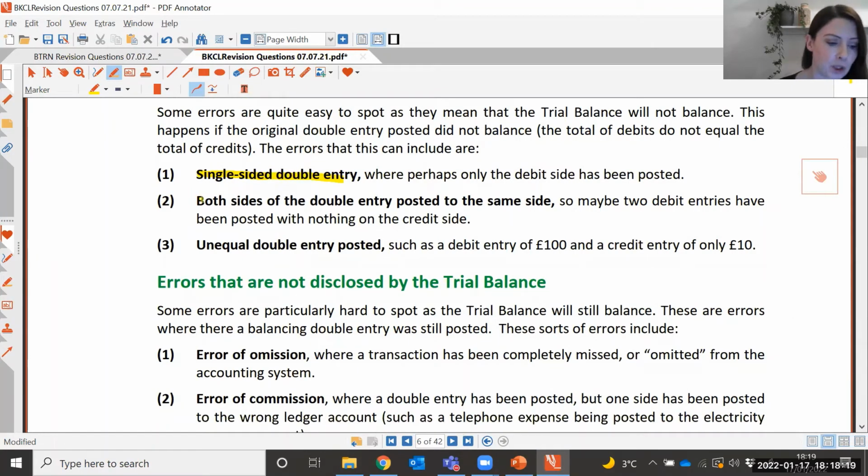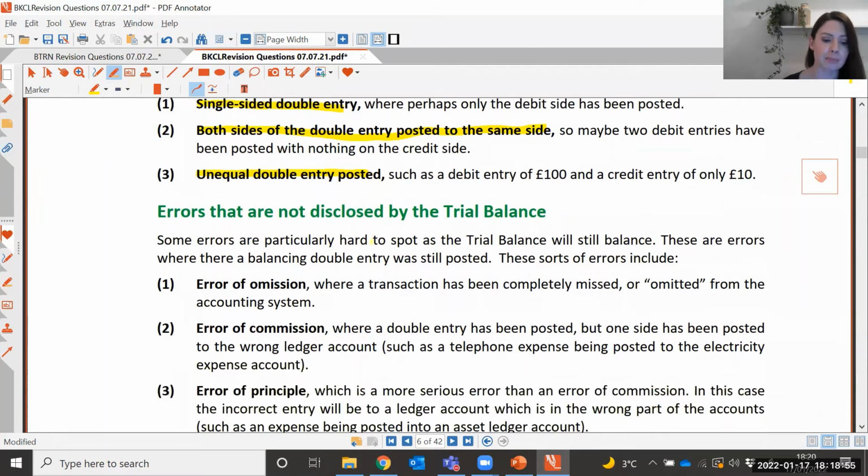The next error, both sides of the double entry is posted to the same side. So this is where two debits are posted or two credits. So again, this will cause an imbalance in the trial balance. And then the last one is an unequal double entry posted. So it could be that a debit of £100 is entered and a credit of only £10. So of course that as well will cause the trial balance to not balance. So it will be disclosed.